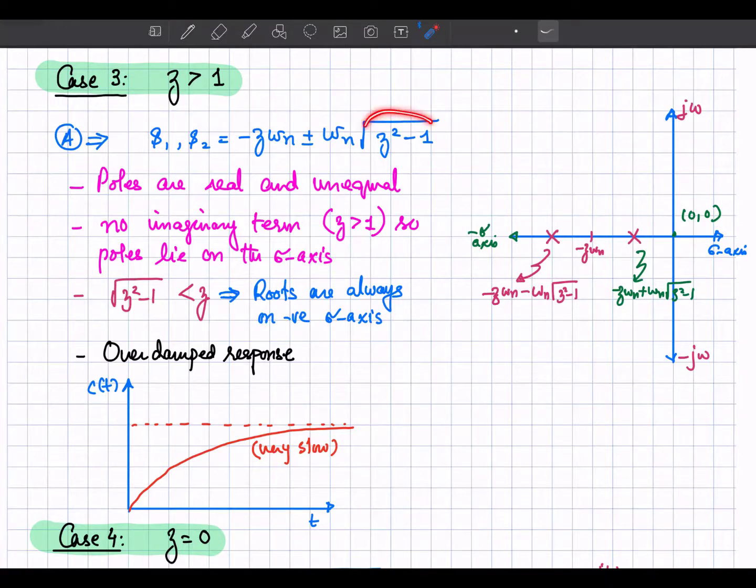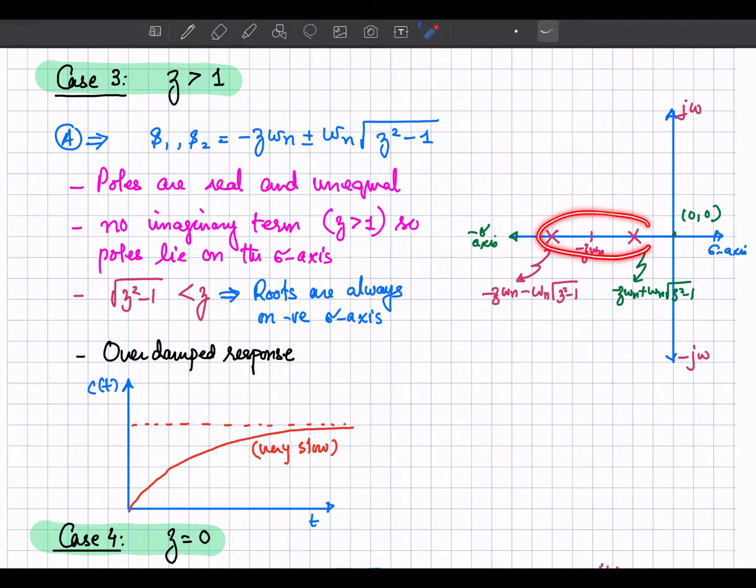Why are they unequal? Because over here we have zeta square minus 1, and that will always be not equal to zero. So when you perform either plus or minus of these two terms, you will get two different terms. So roots are always on the negative real axis when zeta is greater than 1, but these two roots are unequal. So this is the center point, minus zeta omega n. One pole will be on the right hand side, at minus zeta omega n plus omega n into under root zeta square minus 1, and the second pole will be on the left hand side, at minus zeta omega n minus omega n into under root zeta square minus 1.